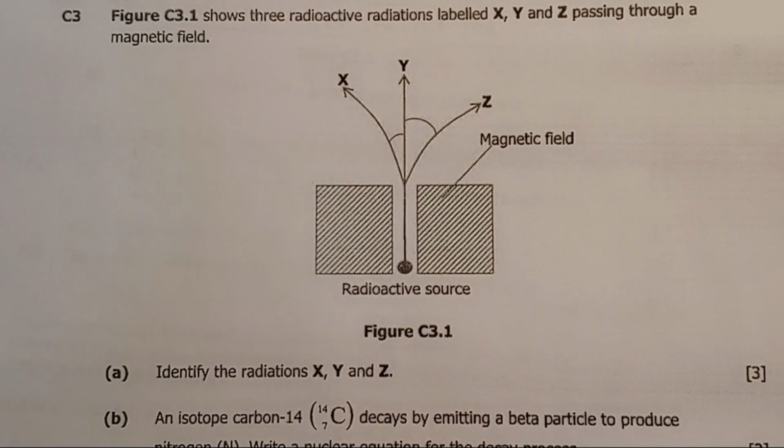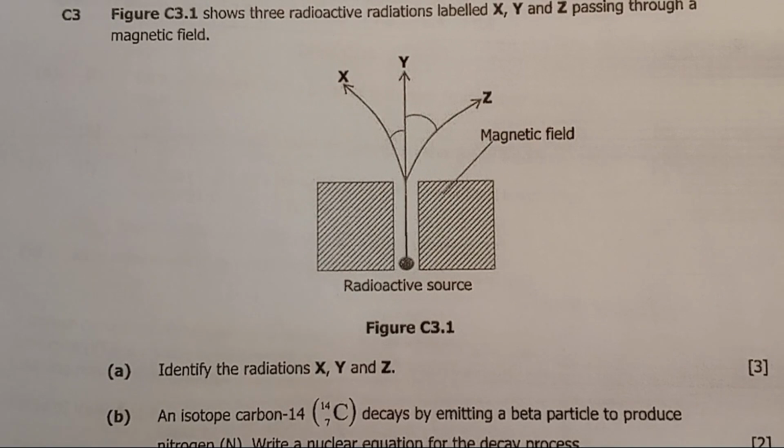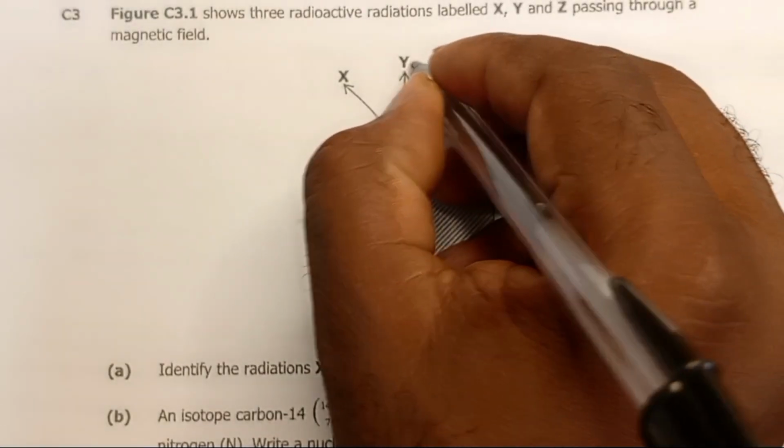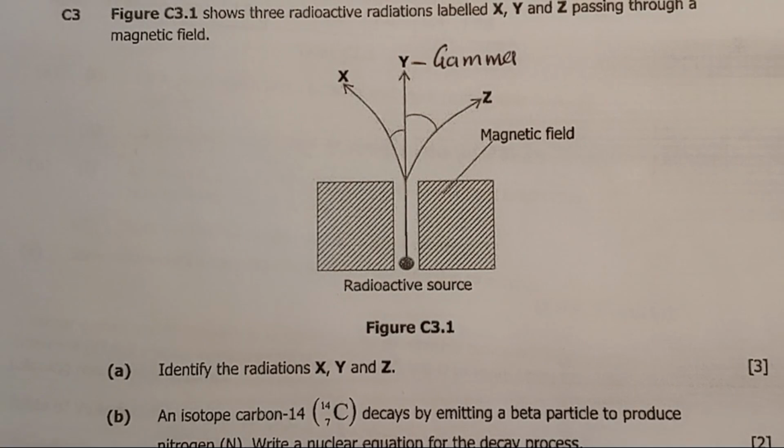So number one, you can identify the undeflected radiation. So the undeflected radiation, which is Y, it is gamma. So gamma does not deflect because it is neutral. It is neutral, so it does not deflect in a magnetic field and the electric field. So Y is gamma. Then we have X and Z.